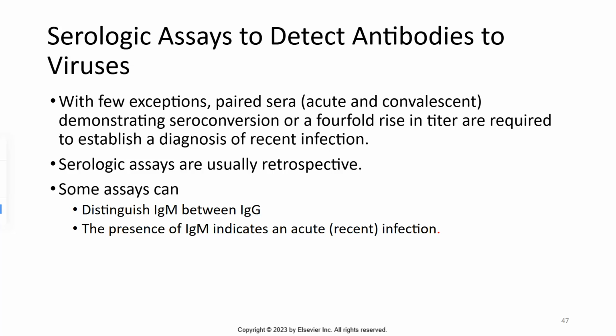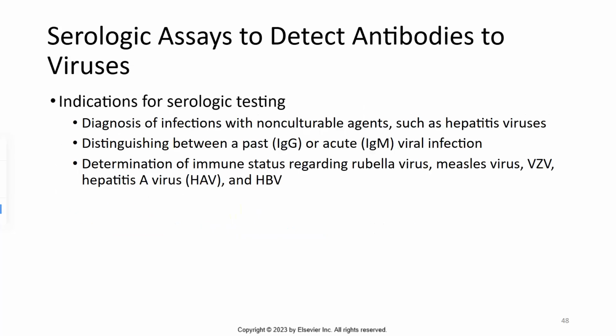Some assays can distinguish IgM from IgG. IgM indicates a recent infection. IgG means you've got immunity against it for a future infection.